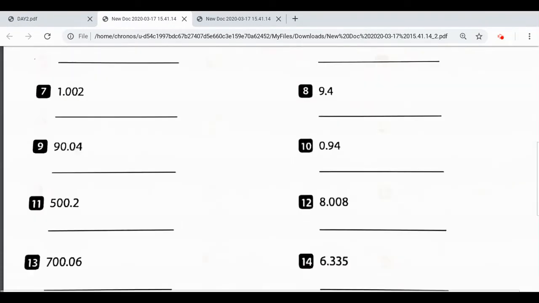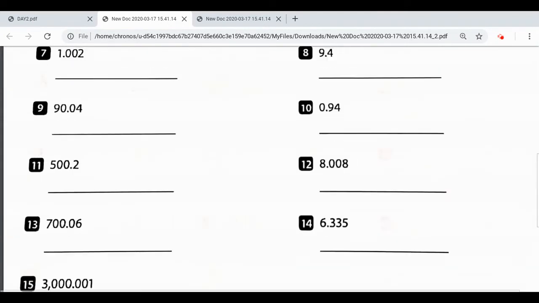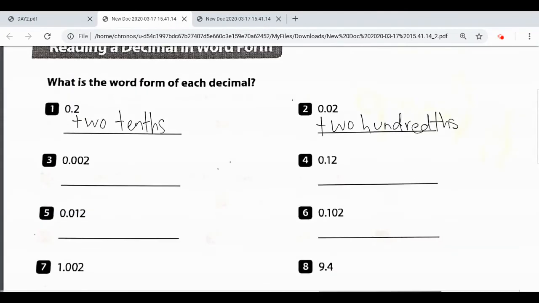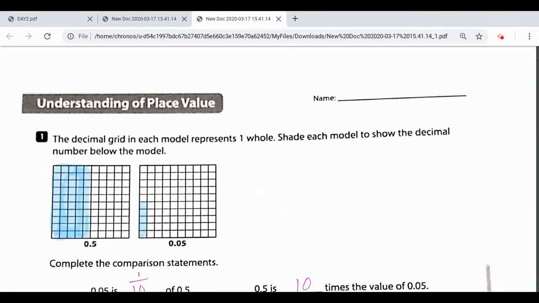I think that's it. So if you want to come back tomorrow for the answers, day 4 video, I will have the answers to this page, but now I'm going to give you guys the answers to the page that we worked on yesterday. So that would be understanding of place value.